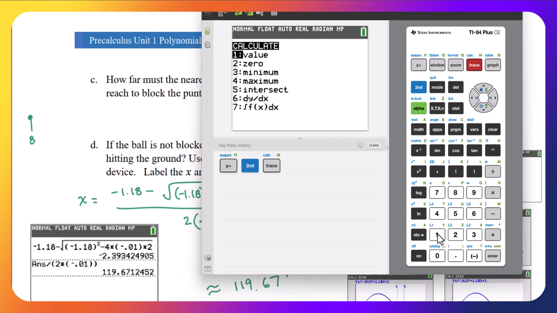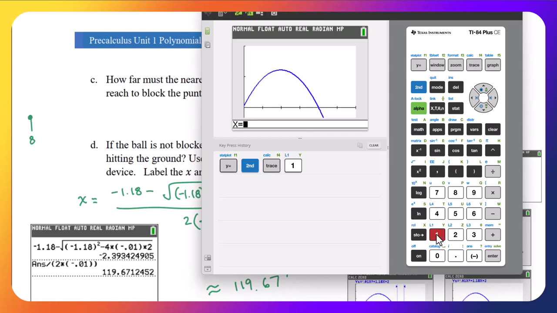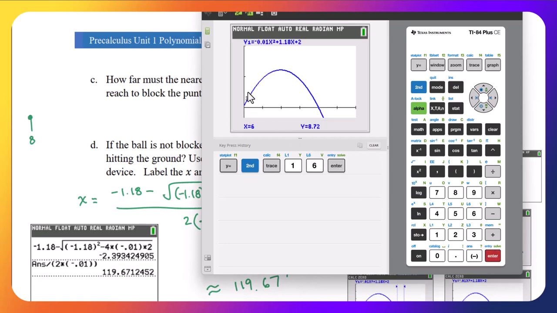And this time, I don't want to find the point of the vertex. I want to find the point where he jumps. So again, value, choice 1. And he's 6 feet away on the x-axis, so I type in 6. And if I press enter, I get the corresponding y value on the parabola. And that's the 8.72.